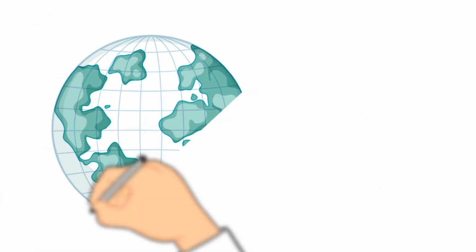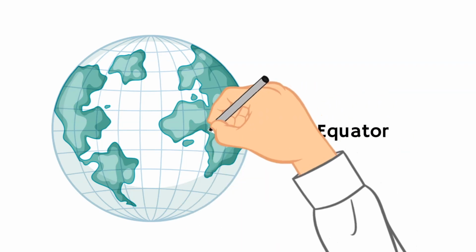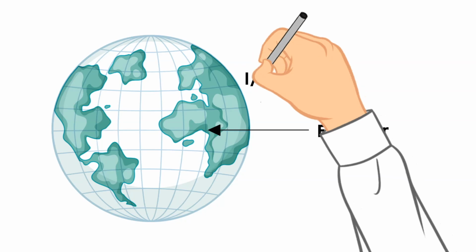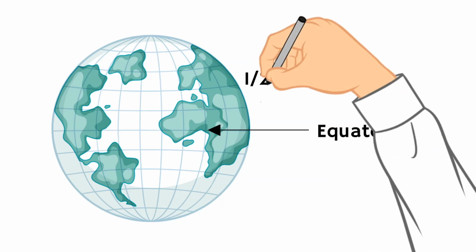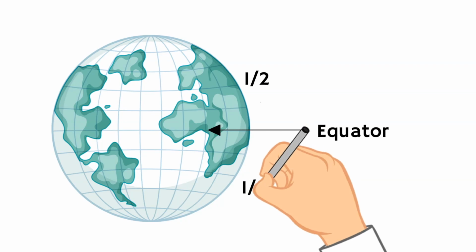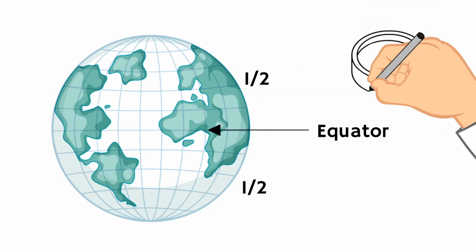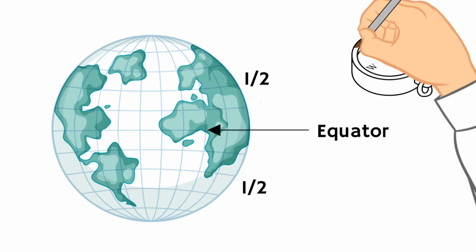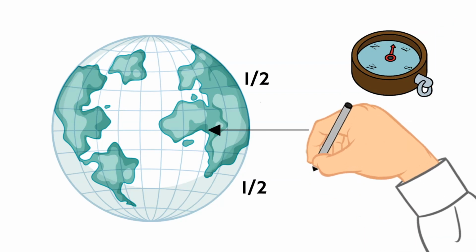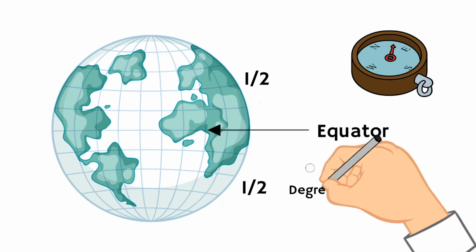Lines of latitude circle the Earth parallel to the equator. What is the equator? Well, the equator is an imaginary line that lies halfway between the North Pole and the South Pole. It runs east-west all the way around the Earth. So these lines of latitude describe positions located north and south of the equator.